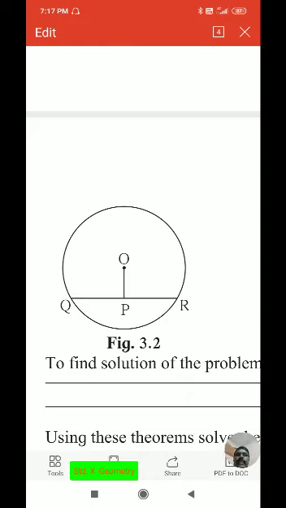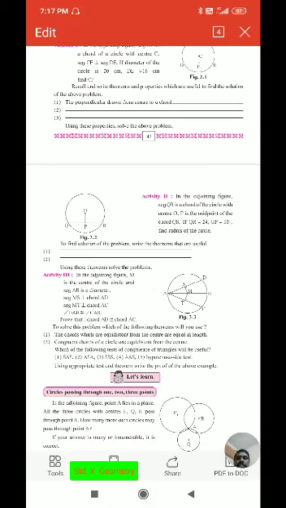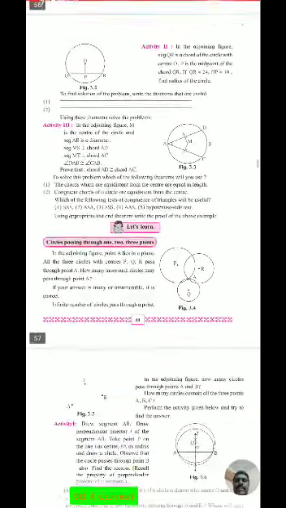That's why angle OPQ is equal to 90 degree, angle OPR is equal to 90 degree. That's why this OQ or OR are the radius and are the hypotenuse. That's why we can find the hypotenuse by using Pythagoras theorem. This is the activity second, which is a part of recall about the circle. Then we will turn towards the activity 3.